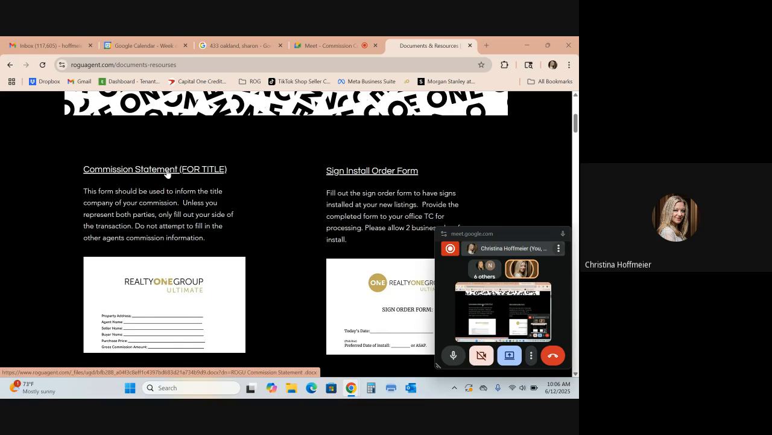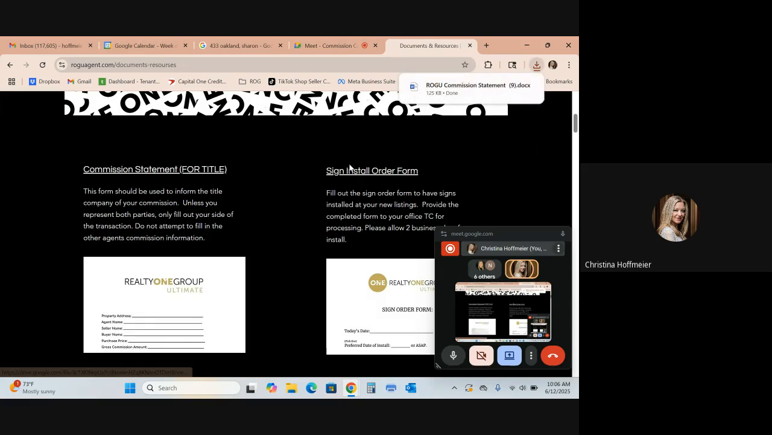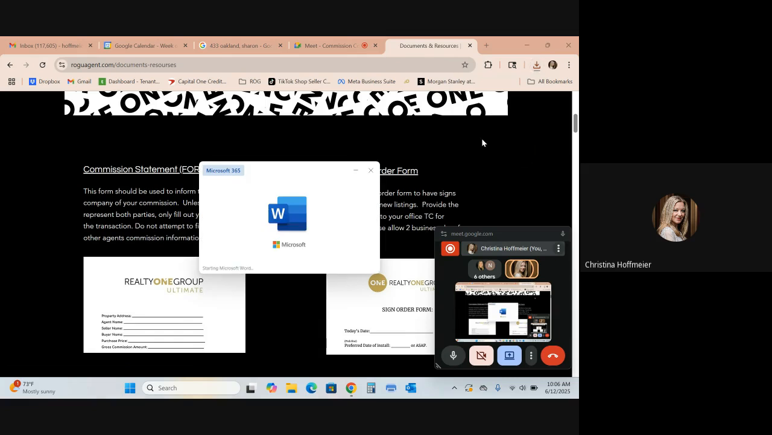All right, to access your commission forms or really any documents and resources, there's two ways to do that. You can click on the title, which is underlined, or you can click on the photo. Either one of those is going to pull up the form that you want to use. So you can see it just downloaded the form and it's going to download it in Word format. And I'm going to go ahead and click that to open it. So we're going to let that do its thing here.